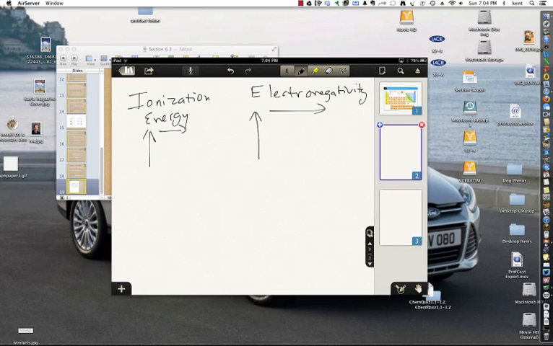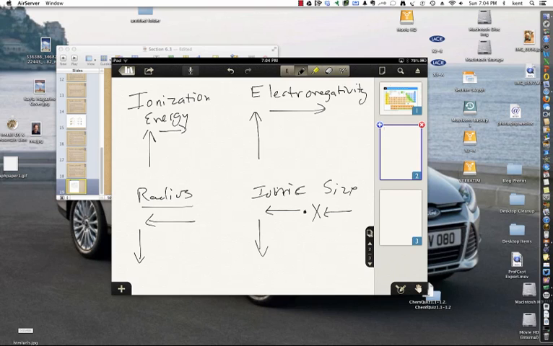Size ones go down and to the left in general. So if we're talking about the radius, it gets bigger as you go to the left, and it gets bigger as you go down. And if we're talking about ionic size, it definitely gets bigger as you go down, but it's kind of weird because it gets bigger and then kind of jumps and gets really, really little and then gets bigger. So we go across there. Really, this is the smallest right there, and then it would carry over from here to there.